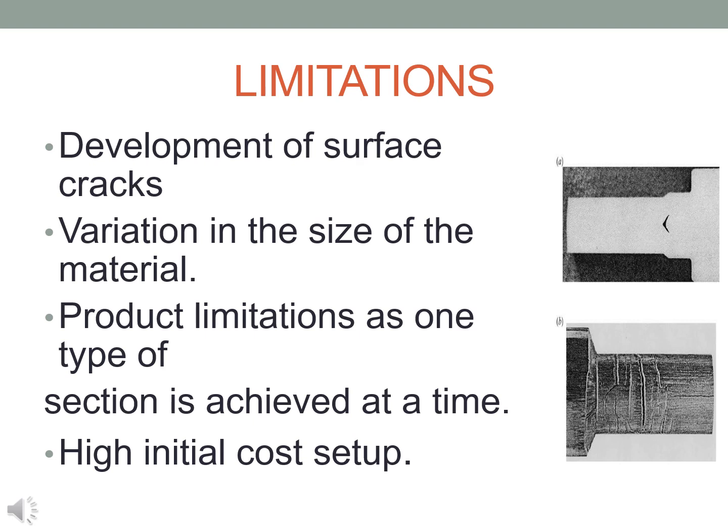Next, variation in the size of the material, and the size of die that can be built is also a limiting factor. Product limitation is another limitation, as only one type of section can be extruded at a time. And the last limitation is a high initial cost setup, as it involves electricity, and the making of these machines is also very costly.